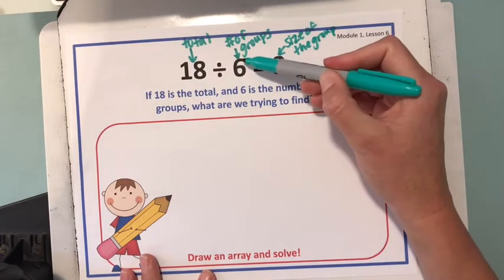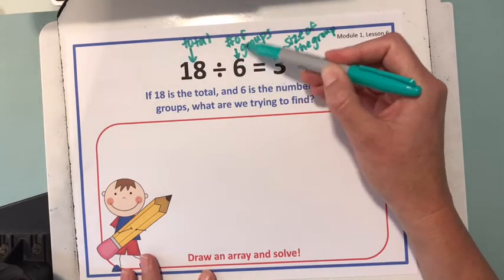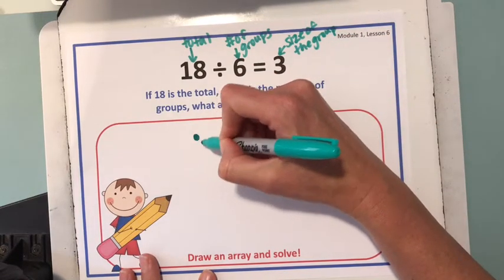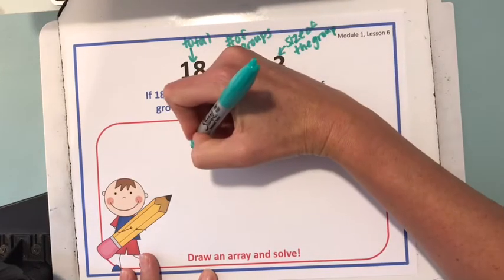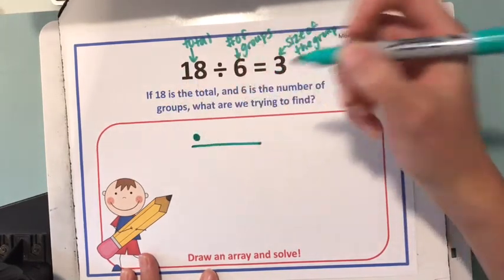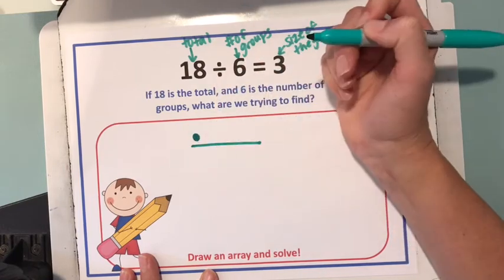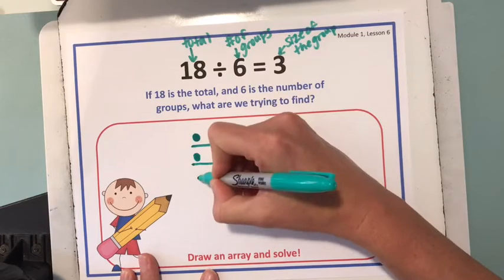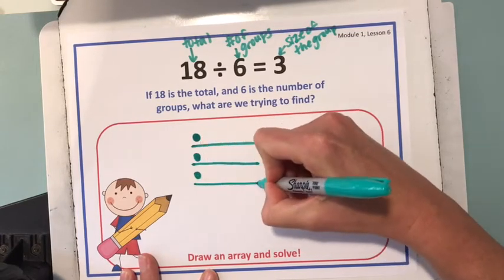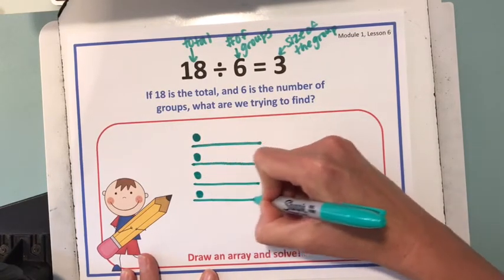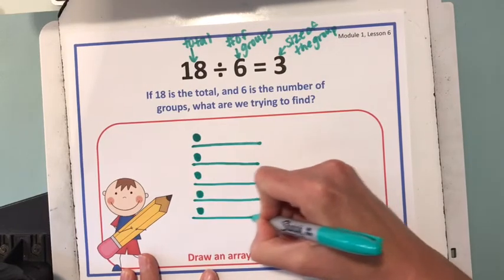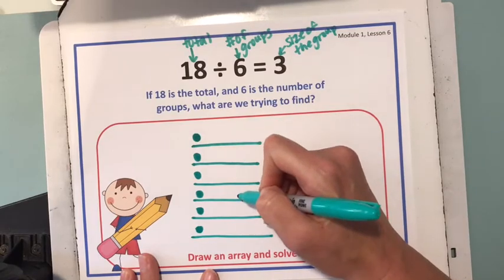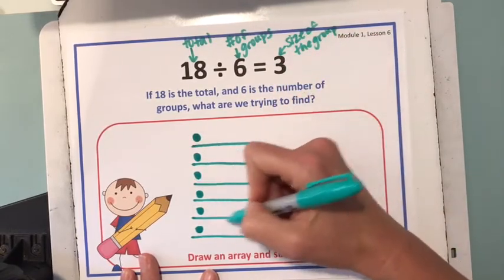So the first thing I'm going to do is get 6 groups set up. And this is how I'm going to do that, because remember, a row also equals a group. So rows and groups are the same thing. Here's 1 row, 2 rows, 3 rows, 4 rows, 5 rows, 6 rows. So now I have 6 groups or 6 rows, right?